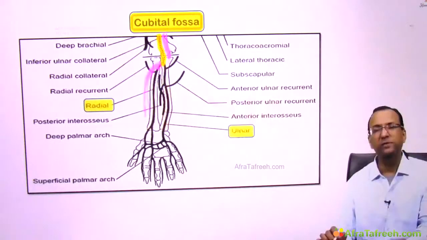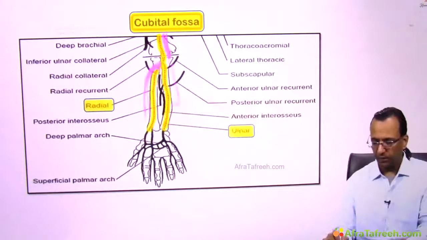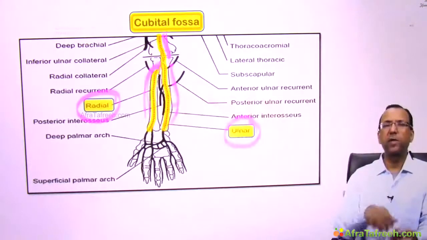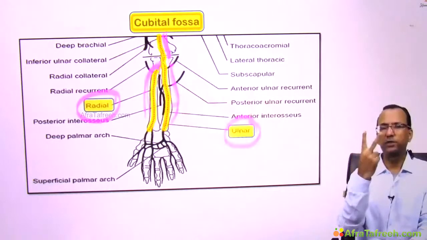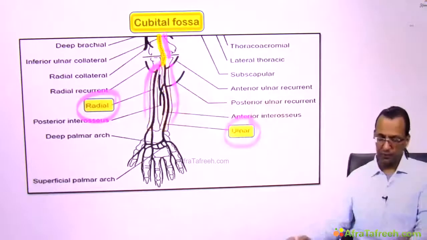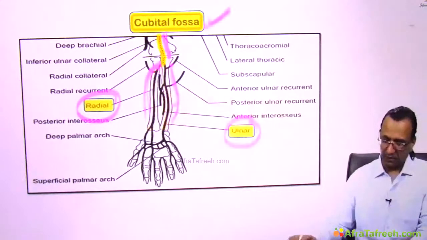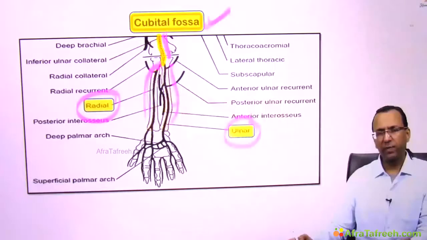One follows the radius bone, the radial artery, the other follows the ulnar bone, the ulnar artery. So you want to say there are three arteries in the cubital fossa? Yes, the brachial artery gives two branches, which are the radial and ulnar arteries. So three branches in the cubital fossa. And what are the radial artery and ulnar artery doing in the palm?